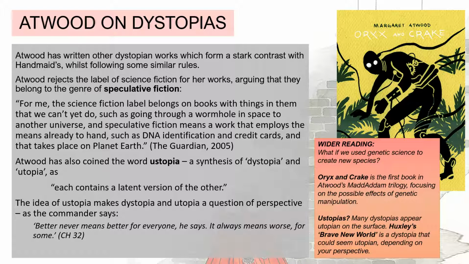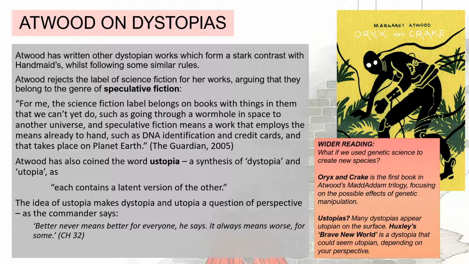Some wider reading suggestions. Oryx and Crake, which is another one of Atwood's dystopias, is certainly worth reading. It asks the question, what if genetic science were used to create new species? Where would that leave us? It is another powerful dystopia that is speculative fiction in as much as it's based on technologies which we already possess. You also might think about this ustopia and the idea that dystopias may appear utopian depending on your perspective.